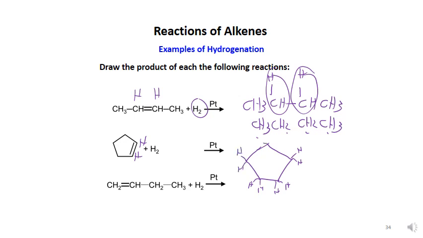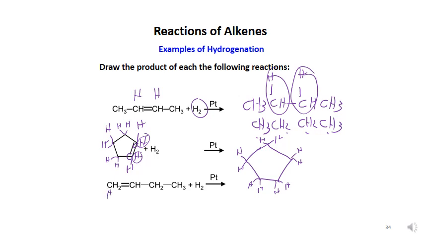Before, you only had 1 hydrogen attached in those carbons that were involved with the double bond. Now we're going to add that hydrogen and that hydrogen onto this carbon and this carbon on the double bond. And what do you make? You just make cyclopentane.